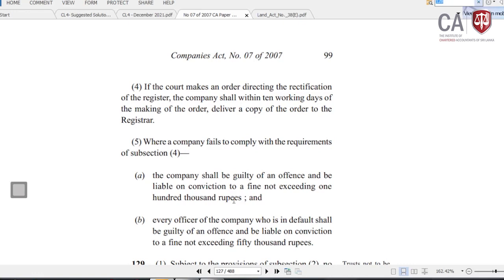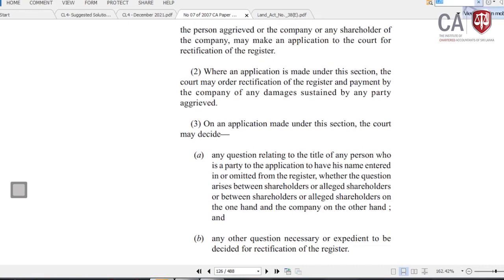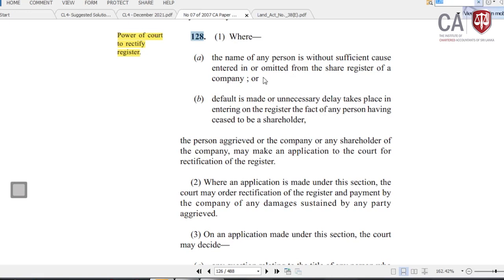So in this situation, you can refer to section 128, subsection 1. What does it say? It says, where the name of any person is without sufficient cause omitted, entered in or omitted from the share register of a company, then the person aggrieved. This is not relevant to the given scenario, only part A, 1A is relevant. So you can reproduce this part with the balance part.